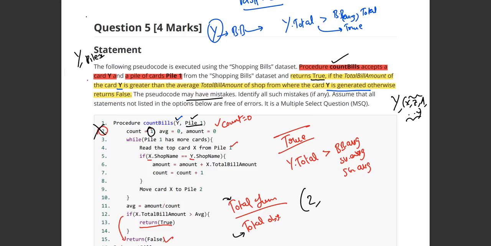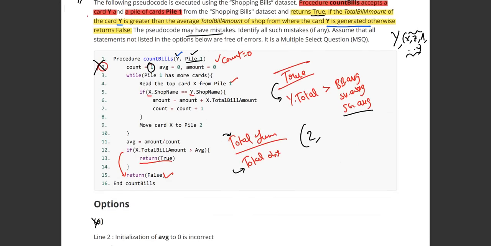That means the condition will be true if Y dot total is greater than BB dot average if it was Big Bazaar, Y dot total is greater than SV dot average if it was from SV Stores, and Y dot total is greater than SG dot average if it was from Sun General Store. Only then it would give us true, else it will return false. So let us find out the mistakes without any further delay.